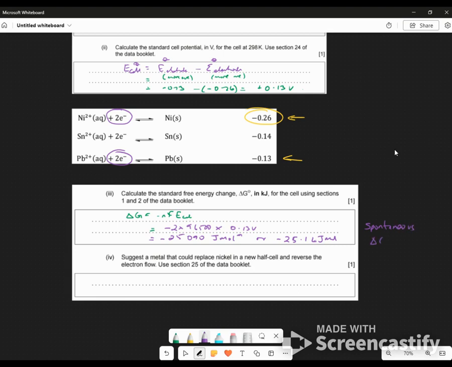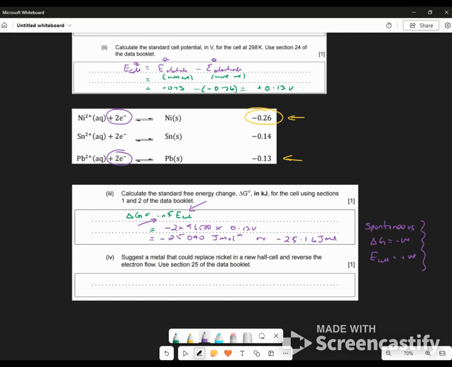Why? Well, 2 reasons. Delta G is negative and E cell is positive. Both of these things mean it's spontaneous. If you look at this, because if E cell is positive, delta G must be negative, mustn't it? All right, because there's a negative there. I hope that makes sense. Let's have a look. What's next?